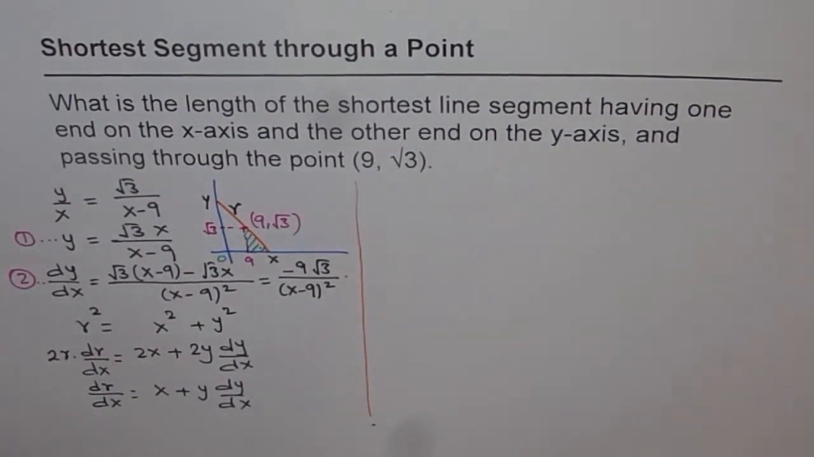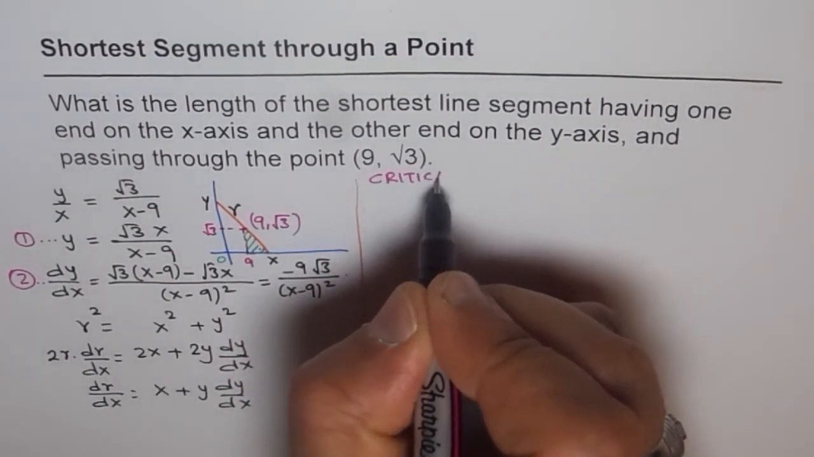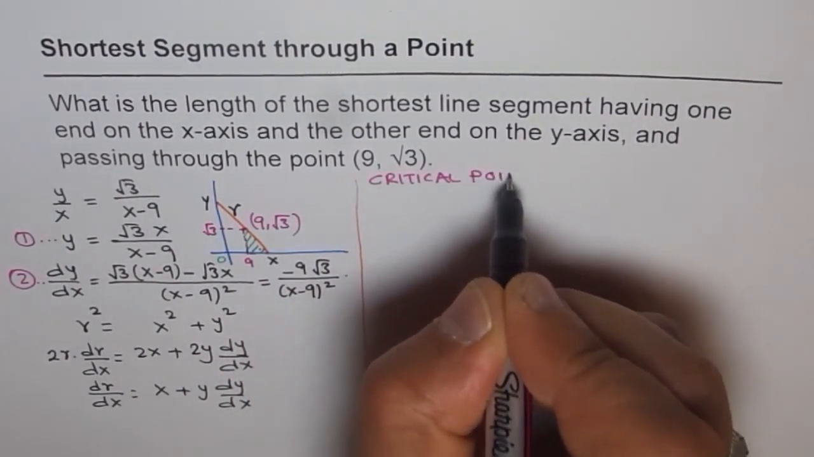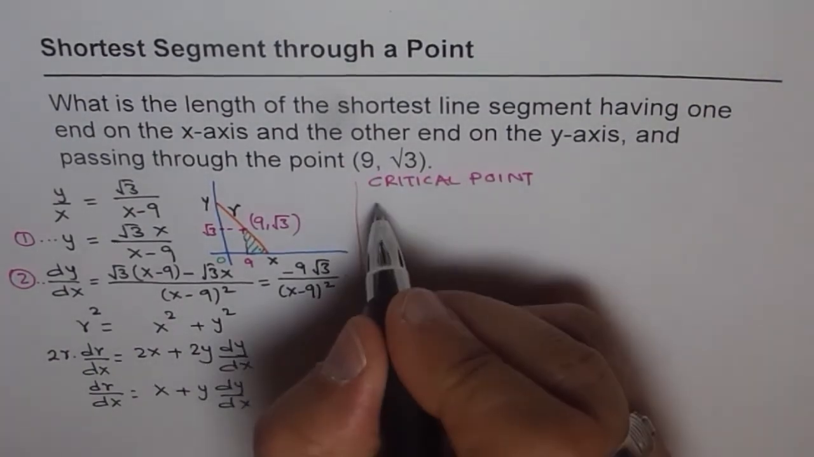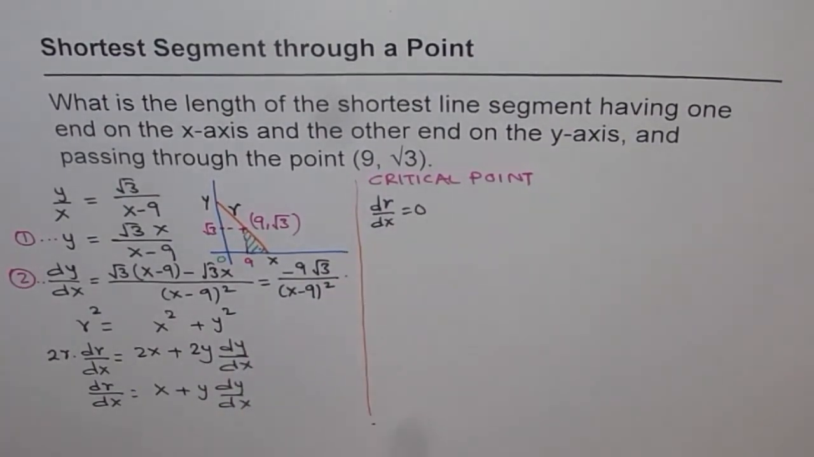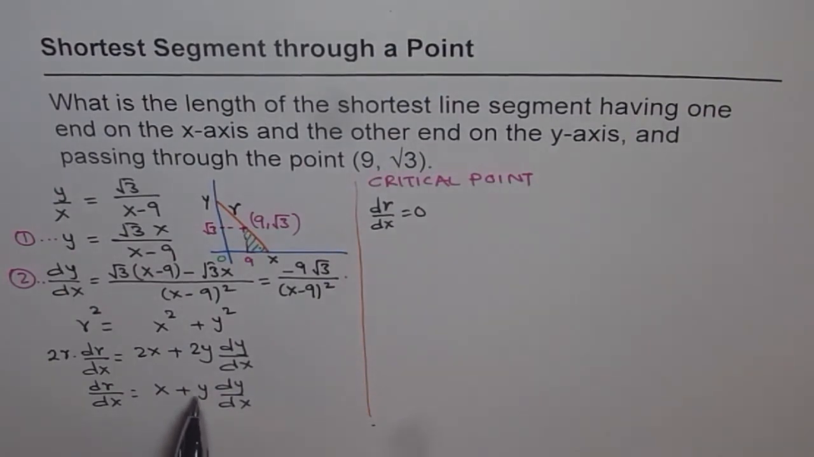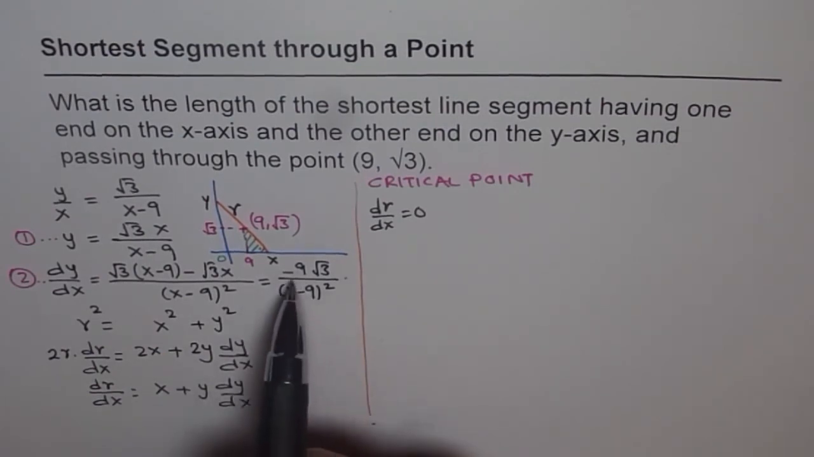Now we'll take it to the right side and simplify further. Basically we need to find critical points. Now the critical point is the one where dr/dx should be equal to 0. So we put dr/dx equal to 0. That gives us the critical point. And that means x plus y times dy/dx should be 0. Now y we know can be written as √3x over x minus 9, right? And dy/dx can be written as minus 9 times √3 over (x minus 9) whole squared.